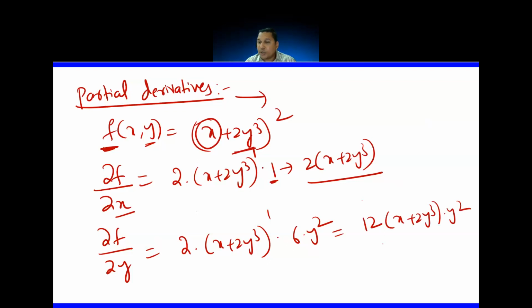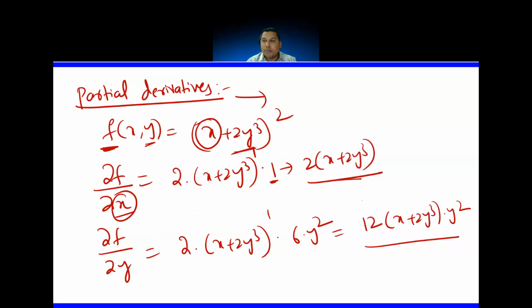12x plus 2y cube into y square. Whereas with respect to x, it is 2 into x plus 2y cube. Okay. I hope you got an idea how we are trying to solve this. When you're finding the partial derivative with respect to x, y should act as a constant.